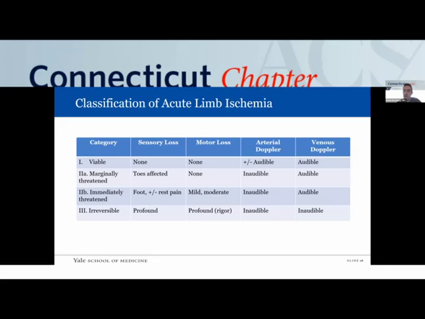The immediately threatened limb are patients who have motor loss, and these patients have a high risk of limb loss. And so these patients, start them on heparin, decide about imaging, and I take them to the OR right away. To me, this is a level 1 case. They go right to the OR. The irreversible limb is patients that have profound sensory and motor loss with rigor and inaudible signals, and in fact they lose their venous return signal as well.